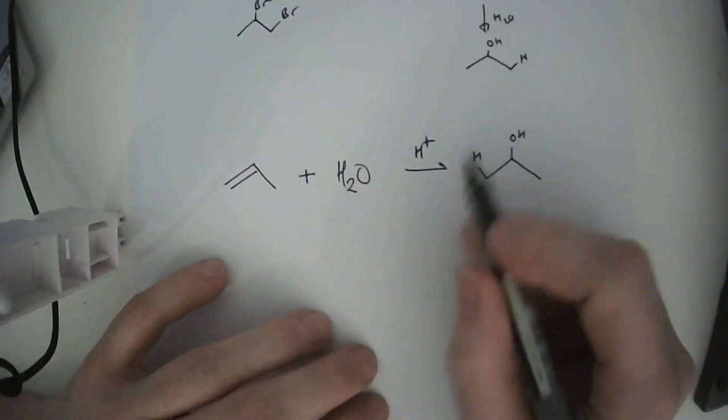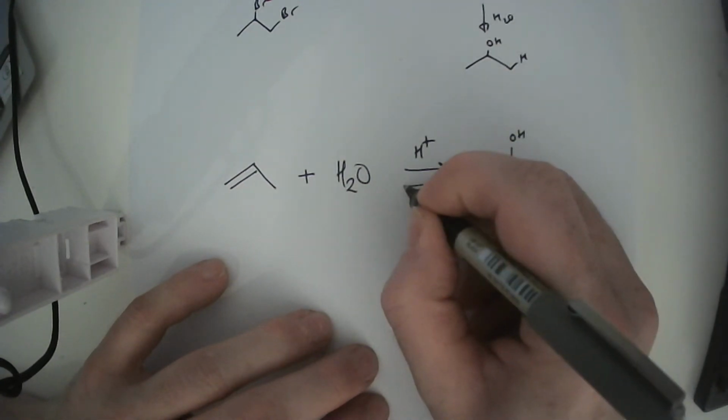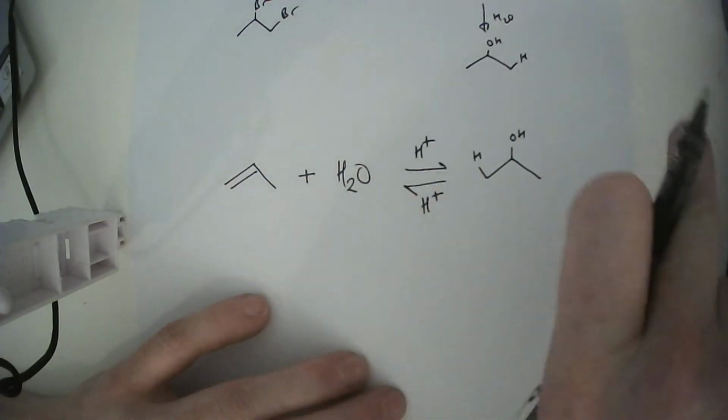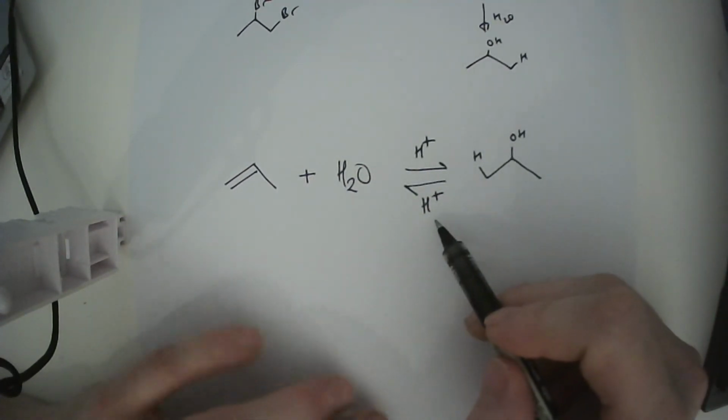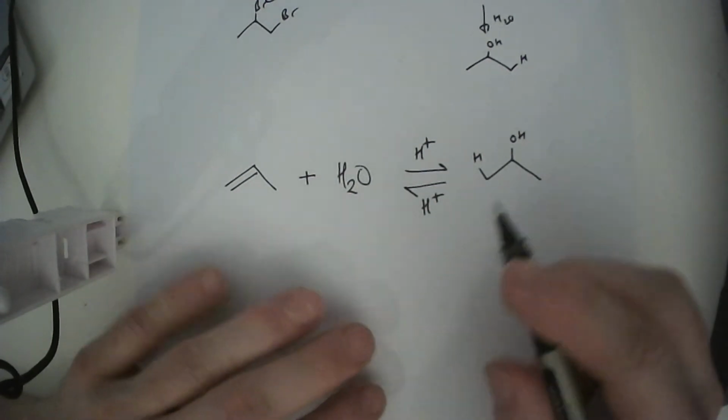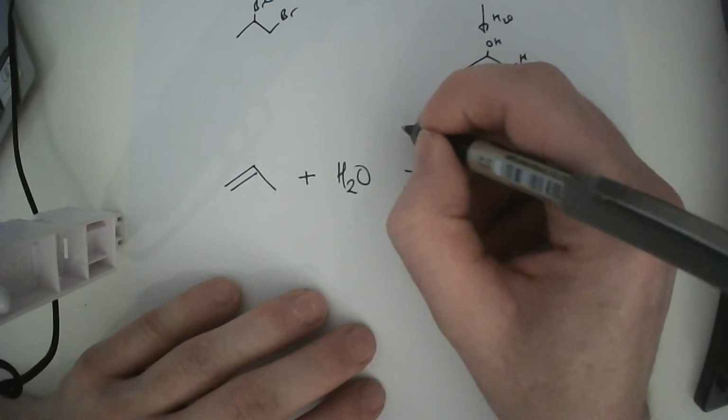And you can also take an alcohol and react it with concentrated acid catalyst, I think it's sulfuric acid this way, phosphoric acid that way, and you can turn it back into an alkene and water, which is known as dehydration. So there are two other mechanisms here.